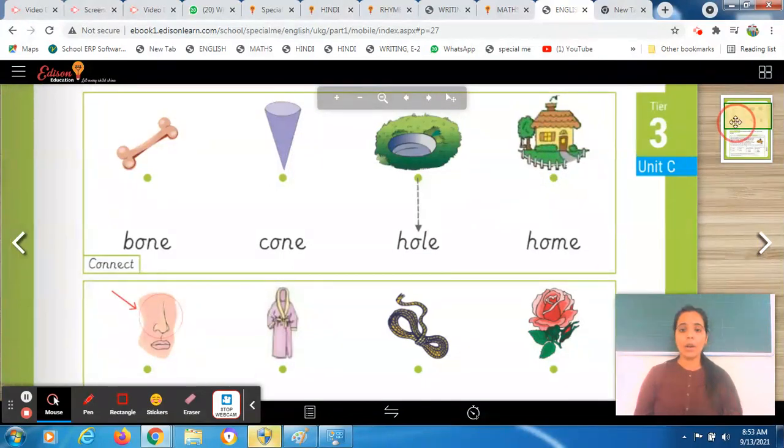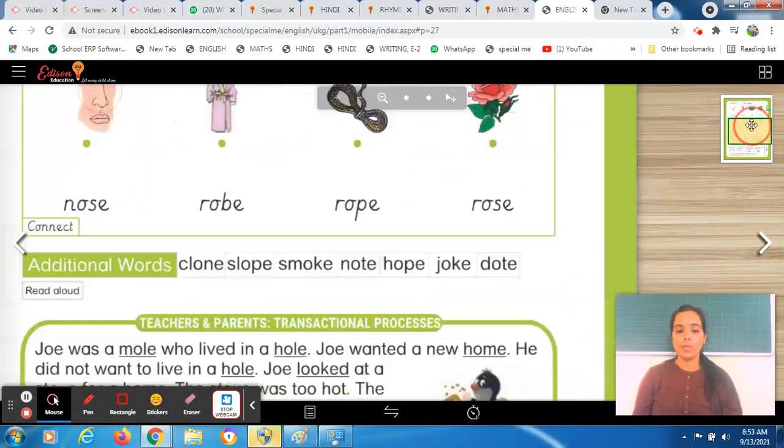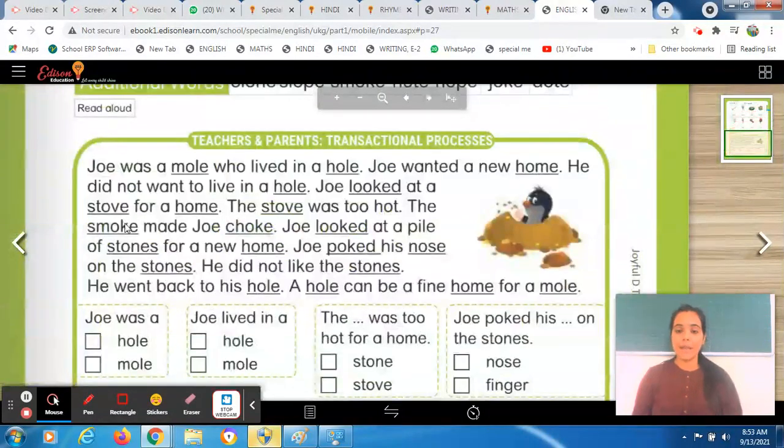Students, tell me what sound it will give you. O sound, right? Like bone, cone, rose, rope, robe. These are examples of your OE sound words. Today we will do this passage, and if you see this passage, there are some words which are underlined. These are all OE words. So with this passage you are also revising the OE sound words.